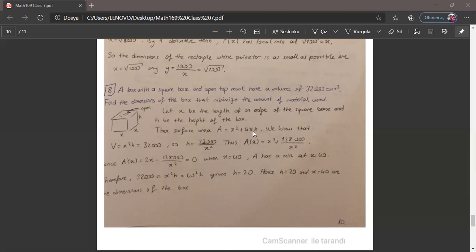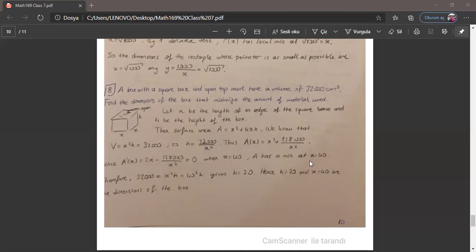Now, as we have a function with two variables, we need to write one of them in terms of the other. We will use, as you guess, this formula. So from this, we get h equals to this one. And then we have a function in terms of only one variable, x. So we remember we need to minimize it. So we take the derivative and find the roots, and find the dimensions.